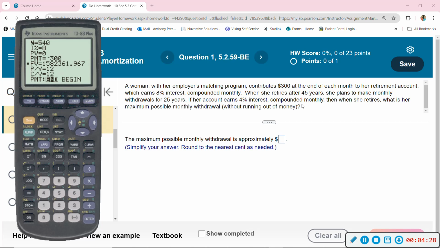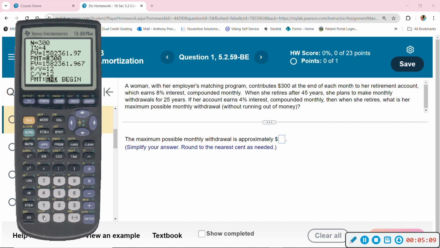Okay. So she's going to be withdrawing for 25 years, making monthly withdrawals. So that means there's going to be 300 periods. The interest rate is now 4%. The present value is this number here, $1,582,361.97.